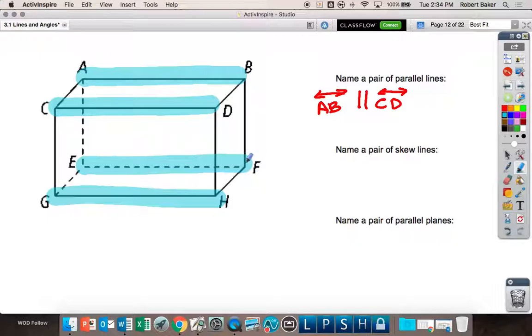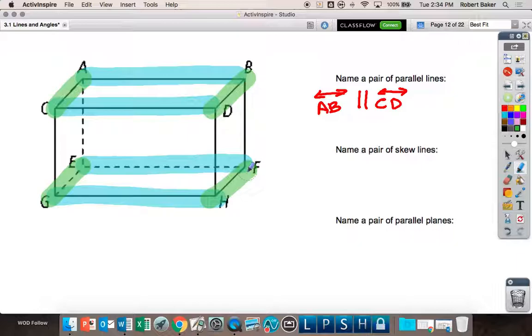Now, is there any other parallel lines in there? Line CA and line DB. Line CA and line DB are parallel. What else is parallel to line AC? GH or GE. Line GE and? So there's a lot of different answers here, aren't there?